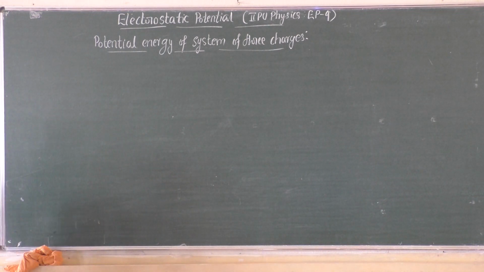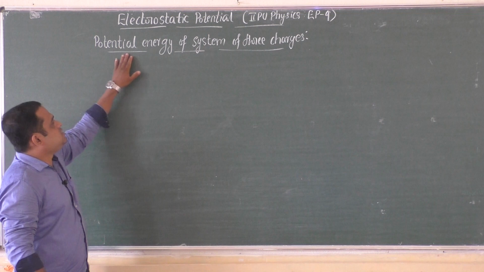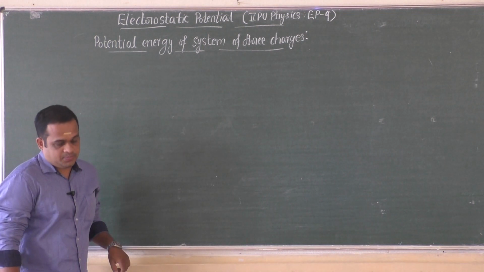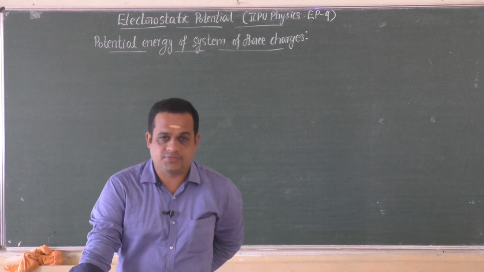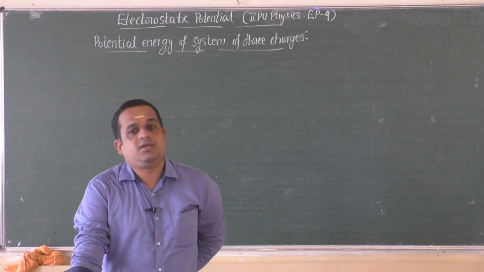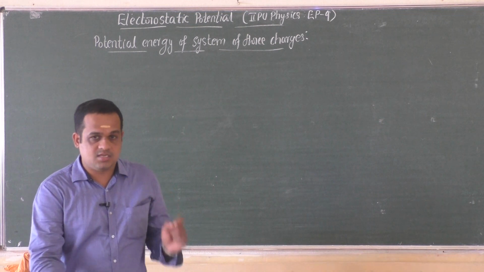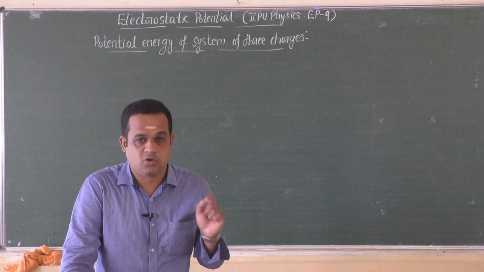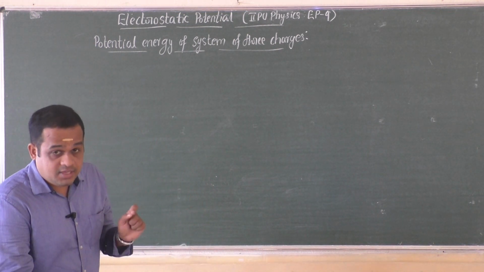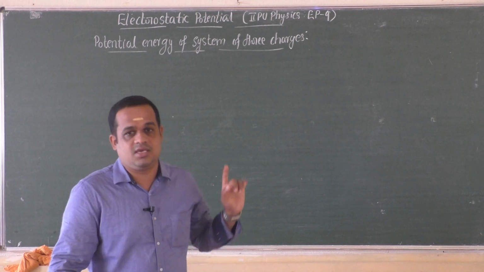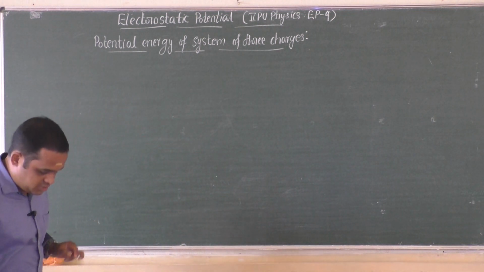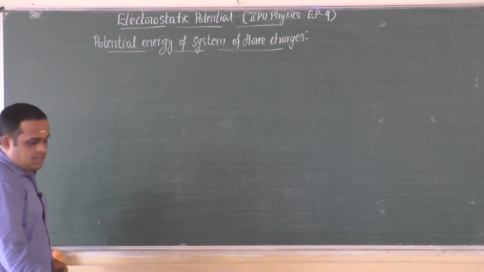Now, in the last class we defined potential energy of system of charges. What is potential energy of system of charges? It is the total amount of work done in assembling the charges at their locations. Amount of work done in assembling the charges at their locations is called potential energy of system of charges.